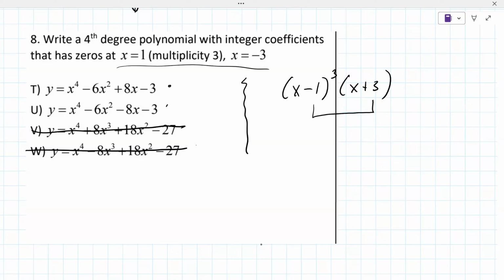Alright. So you've got a choice now. Either graph the first one or the second one, see which one does it, or actually expand this. And this is the Pascal's triangle thing, or it's x minus 1 times x minus 1 times x minus 1.